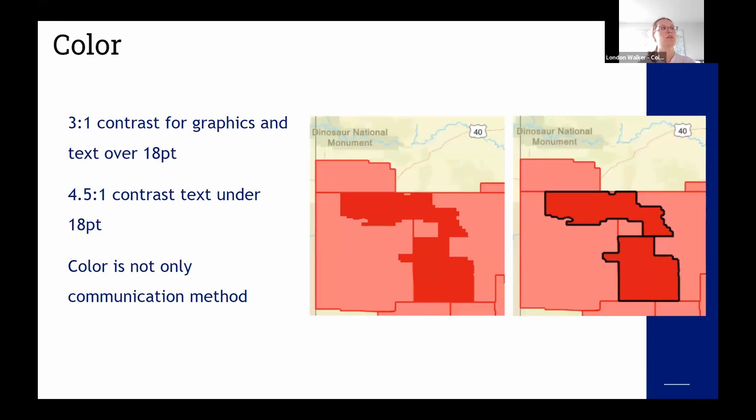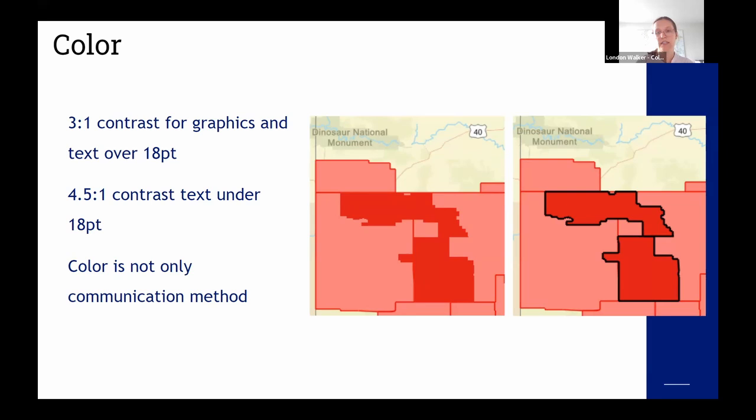Starting with color, there must be a 3:1 contrast for graphics and text over 18 point. Contrast must be 4.5 to 1 for text under 18 point. Looking at the maps on the right, there are two maps. The one to the left shows two different layers, and there is a layer on the bottom, and it has a light red fill with a darker red outline. And there's a layer on top of it that has a dark red fill and matches the outline of the underlying layer. So you can tell which ones are different, but it might be difficult for some users to tell the difference between the layers.